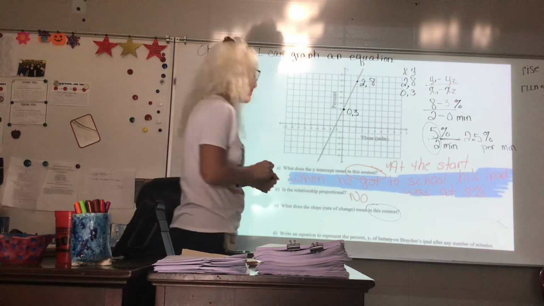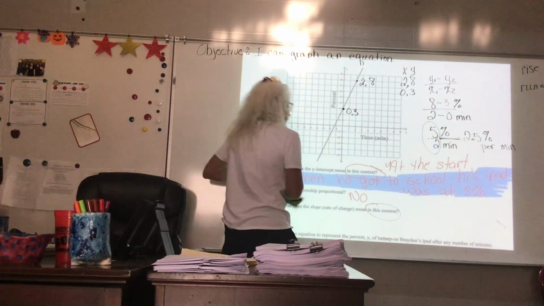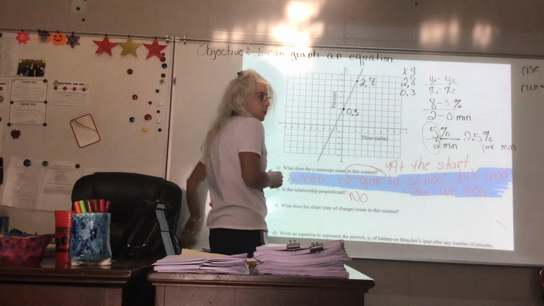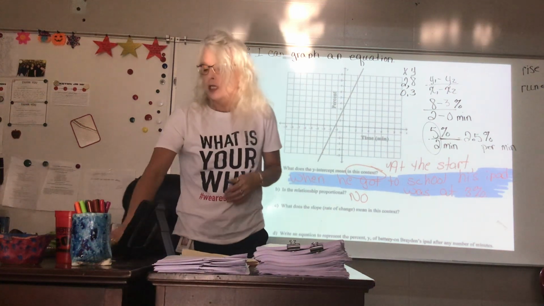Make sure you circle "in this context." Because if you don't know what that rate of change is doing for us, it's not going to help you at all. Well, not much.